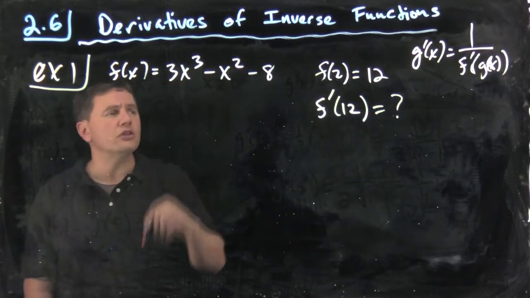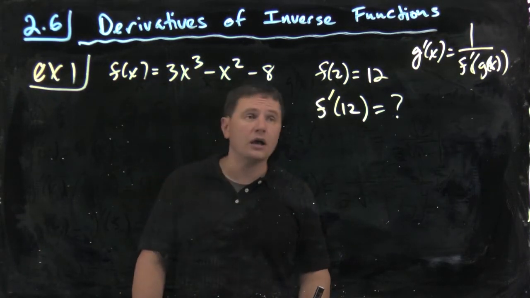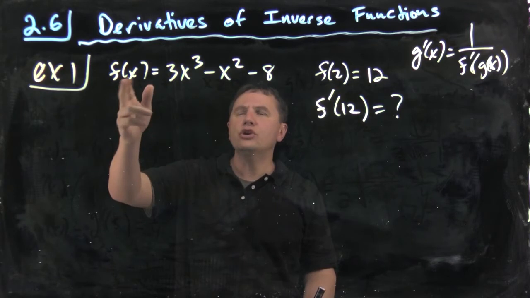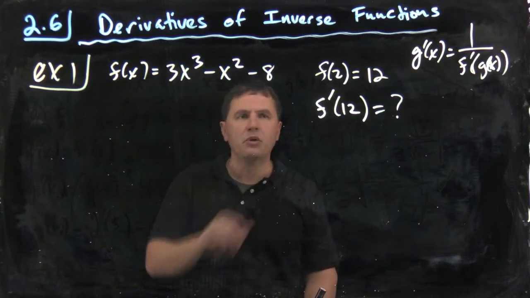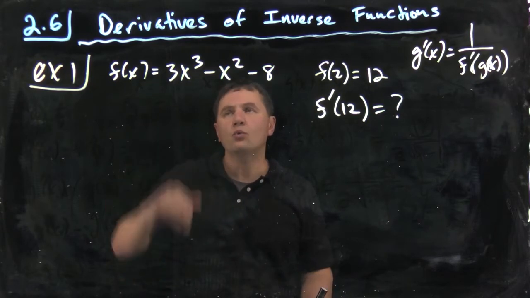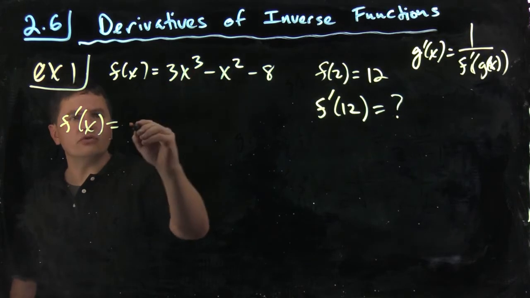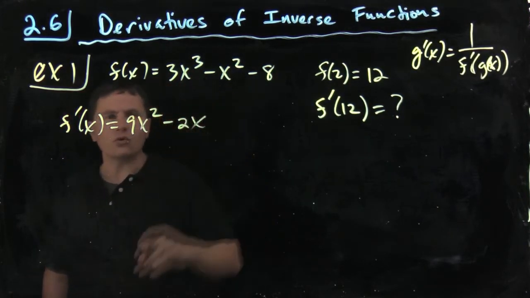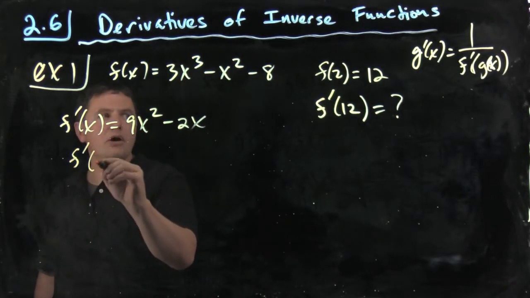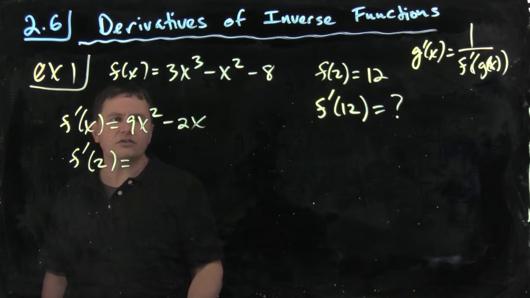Now I choose this one, and the reason why is because it is not obvious what that inverse function is. So if you were thinking, oh, I'm not going to worry about it, I'm just going to find the inverse and find the derivative, that's going to be problematic here. Okay, so we do have to work off of this. So f prime of x is equal to 9x squared minus 2x, and the 8 of course goes to 0. So f prime of 2 is equal to 36 minus 4, which is 32.